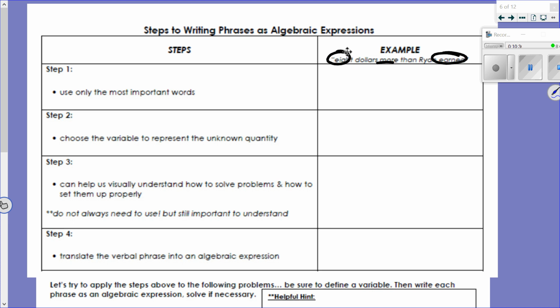Step 1, use only the most important words. If you're marking your text, those important words are standing out. That's really the idea behind marking your text, guys. Get those key numbers and words pulled out of the sentence so that you're sure to incorporate all of them into your actual answers. So in this case, what did we look at? We said 8. We said more, and then Ryan earned. So really it's both those. Those are the key terms that we need to make sure are expressed once we actually write our algebraic expression.